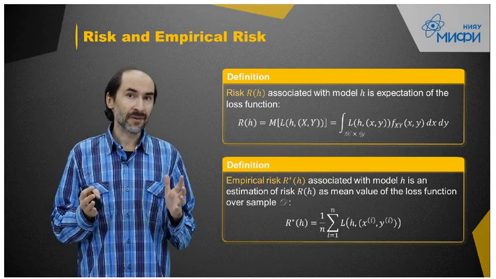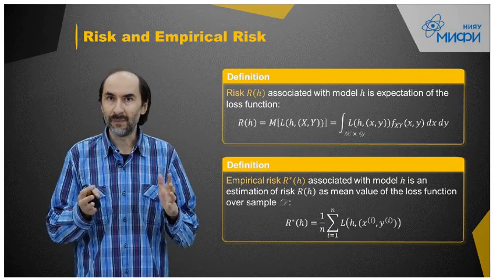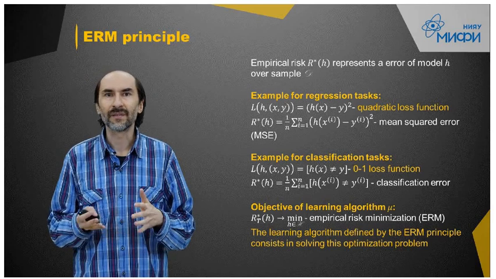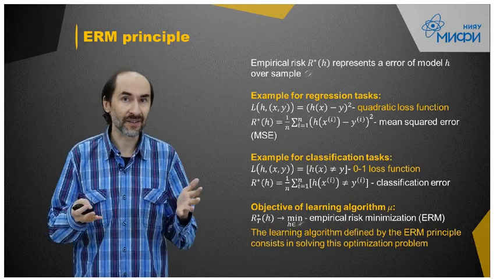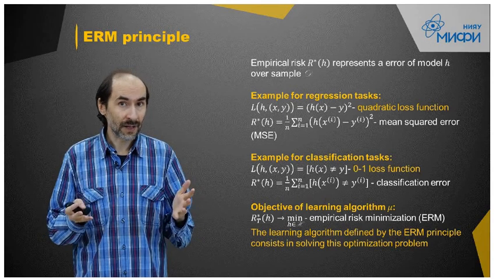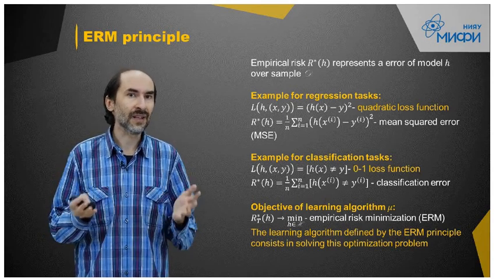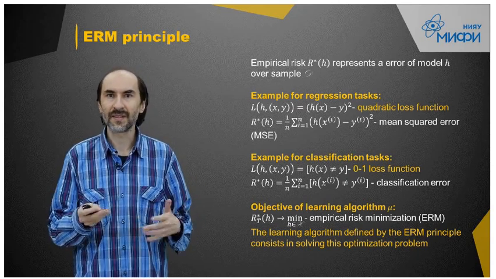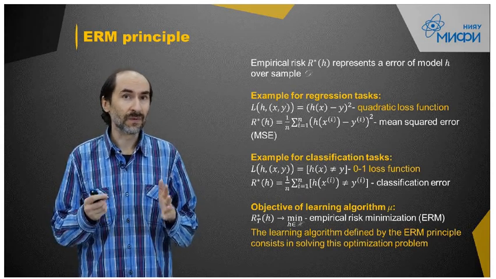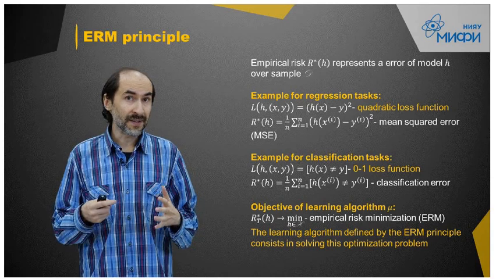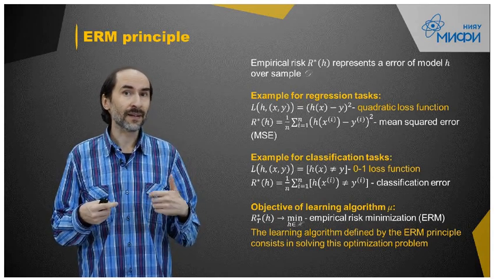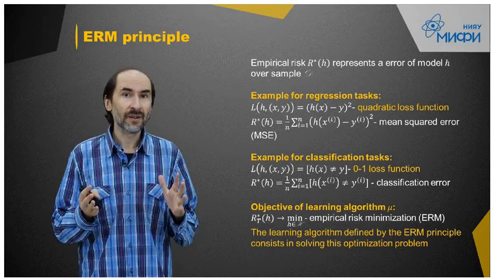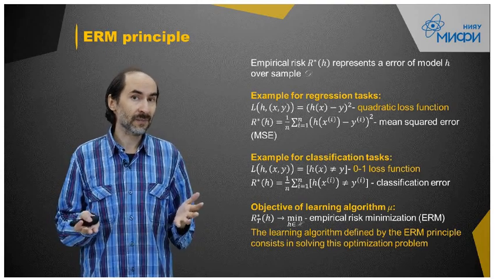There are many loss functions used in the empirical risk calculation. For example, the quadratic loss function that's presented here is used in regression tasks. And 0,1 loss function is used in classification tasks. There are many other types of loss functions that we'll consider later. The objective of any learning algorithm is to minimize the empirical risk over the hypothesis from the given hypothesis domain. The machine learning problem is in fact the empirical risk minimization problem.